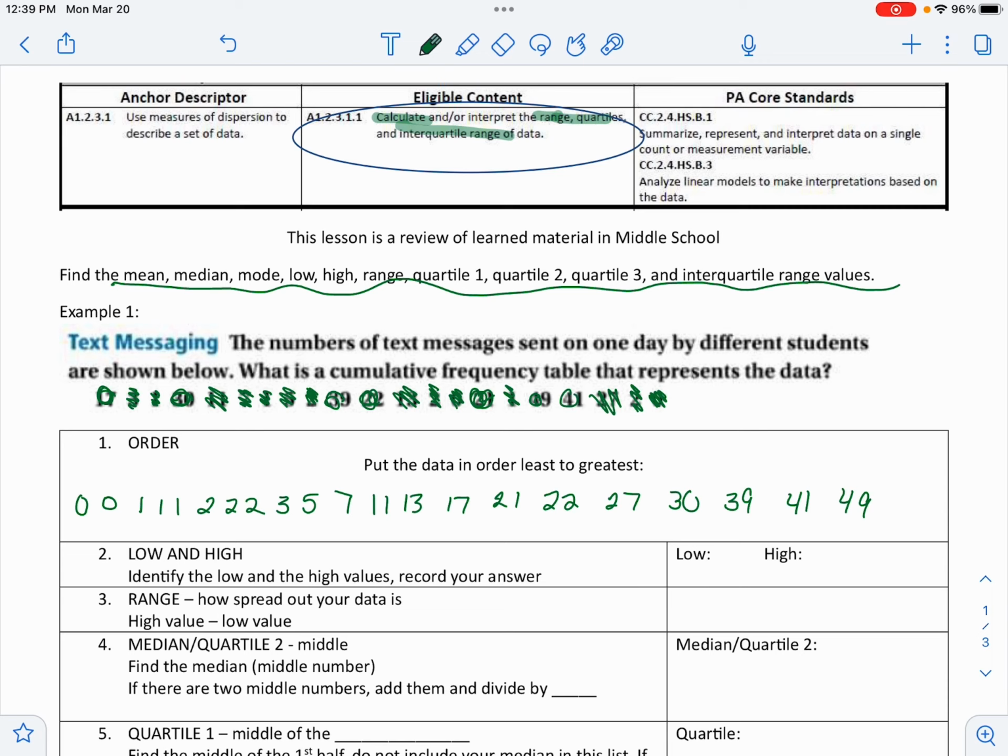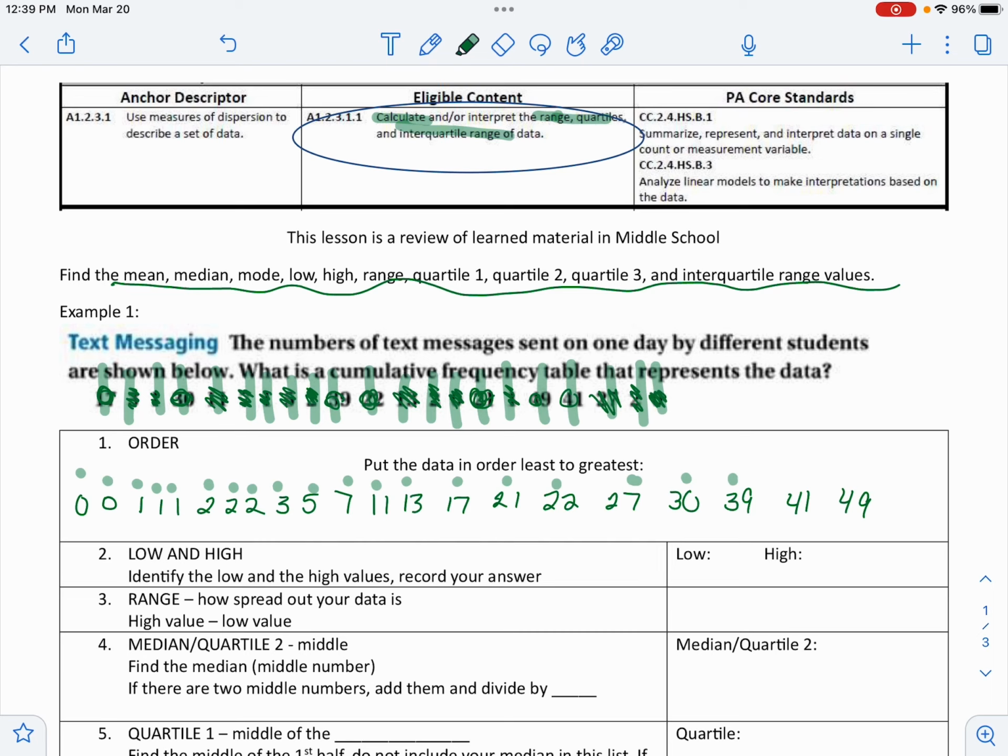Okay, I'm just going to double check, make sure I have them all. So I should have 1, 2, 3, 4, 5, 6, 7, 8, 9, 10, 11, 12, 13, 14, 15, 16, 17, 18, 19, 20, 21. Good, I have them all.